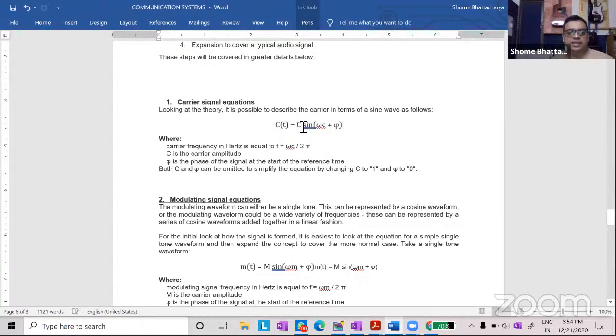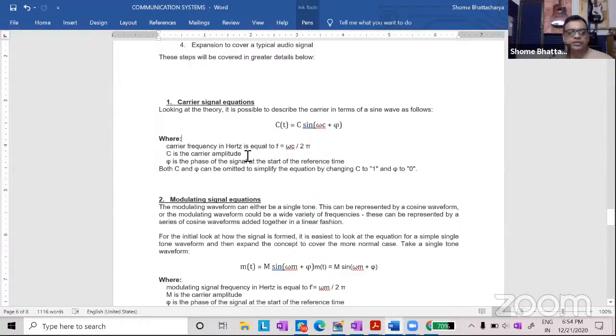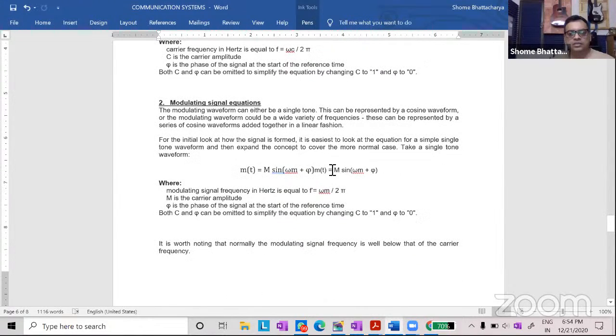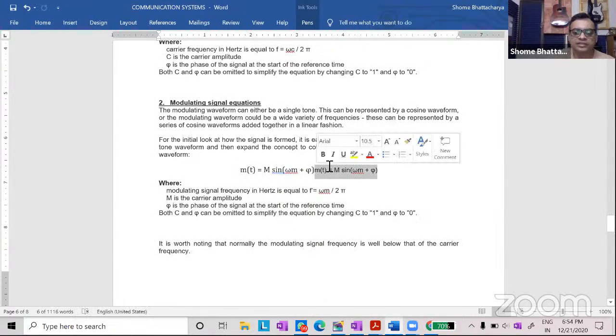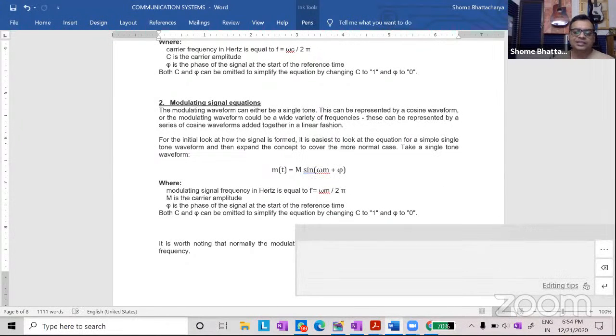It has some kind of amplitude, which is capital C, and some kind of angular frequency, which is omega C. So the frequency of the carrier wave in hertz is this much, and typically this will be high frequency, in the megahertz range. And this is the carrier wave amplitude. Whereas the modulating signal is this one. For simplicity, I'm again taking it as a sine wave, but of much lower frequency. So this omega m will have a frequency much smaller compared to the carrier wave's frequency, and capital M here is the amplitude of the modulating signal or the input signal. Remember, the modulating signal is the input signal.